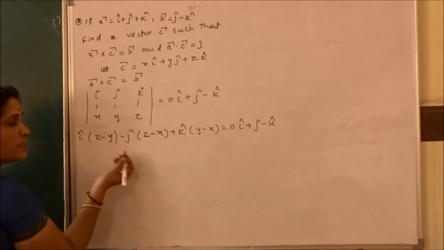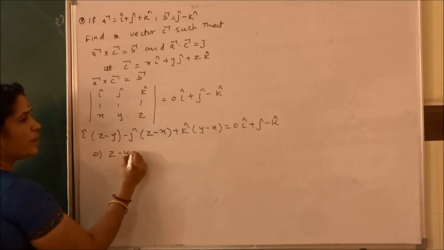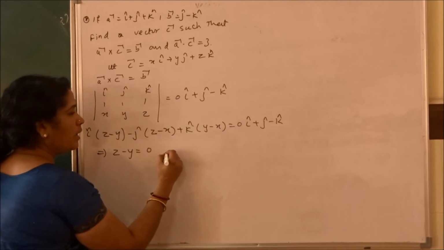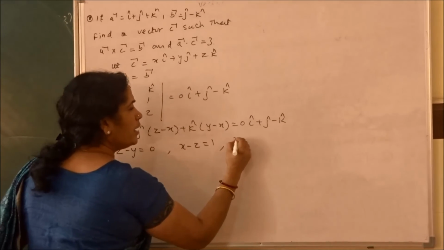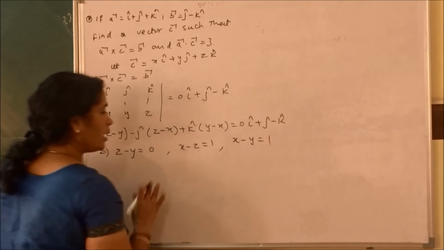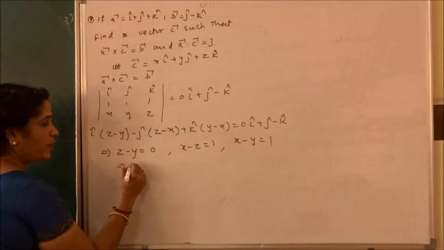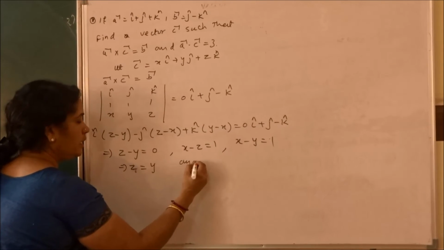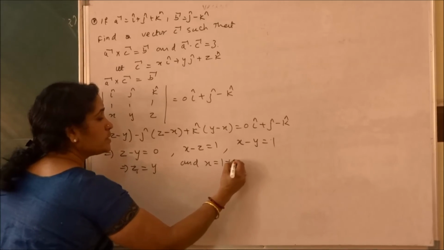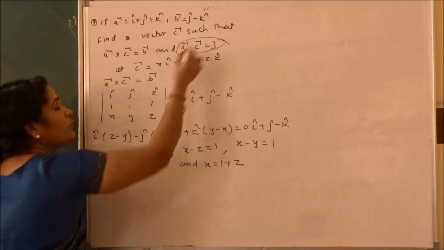This implies, equating coefficients, I will get z minus y equals 0, x minus z equals 1, and x minus y equals 1. These are all the equations. Therefore I can write z equals y, and here x equals 1 plus z. Okay, these are all the results I need, and there is another result they have given.